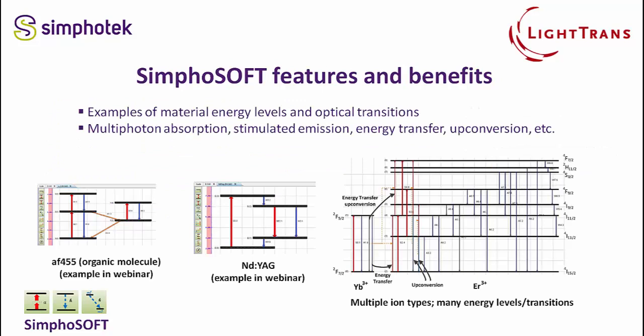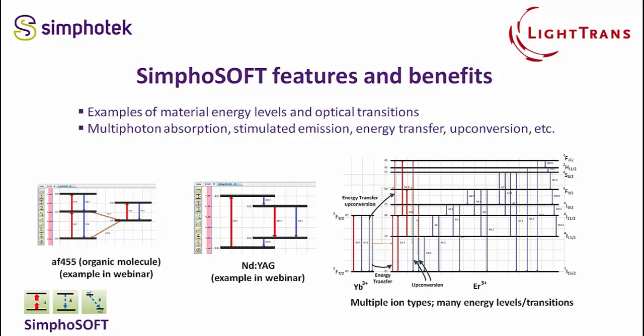Expanding on the SimphoSOFT features and benefits, I show some examples of material energy levels and optical transitions. On the bottom left is an energy level diagram with 5 energy levels for an organic molecule called AF455. This example will be shown in the webinar. Another example shown in the webinar is neodymium YAG laser crystal or amplifier material. It's shown here with a simplified model with 4 energy levels.